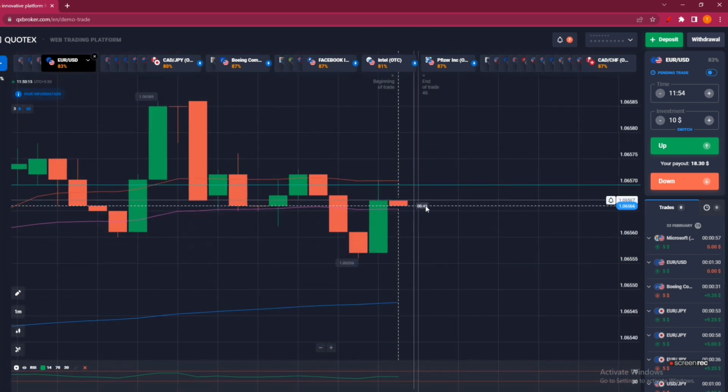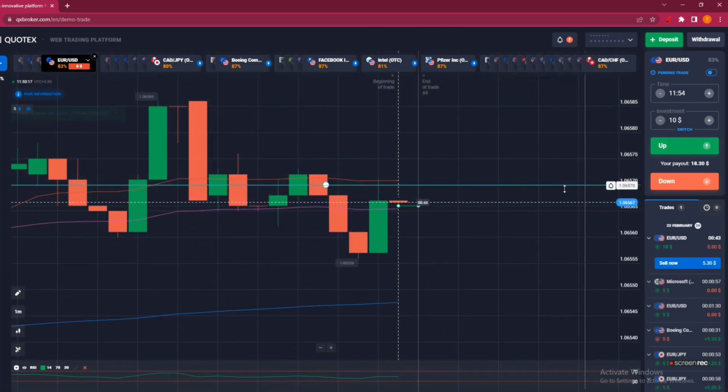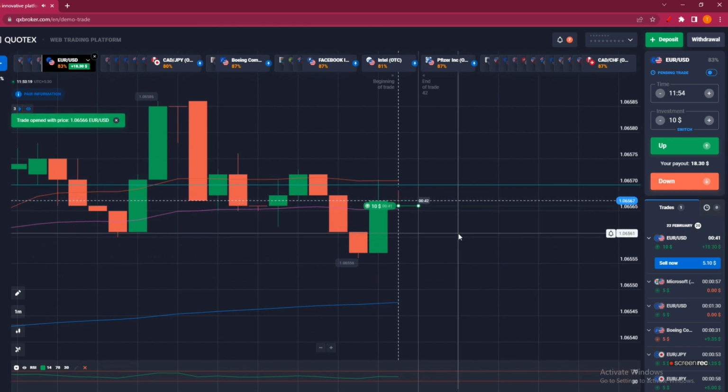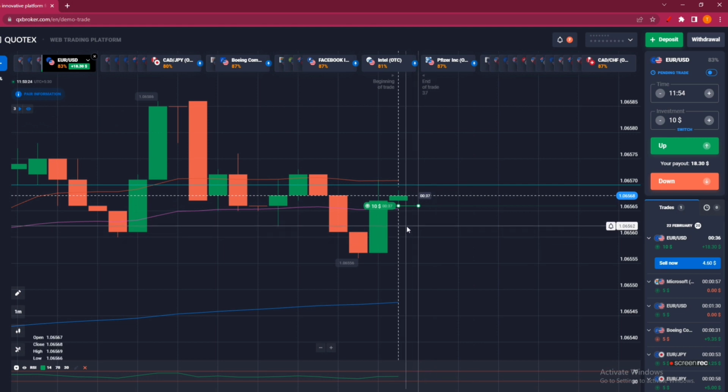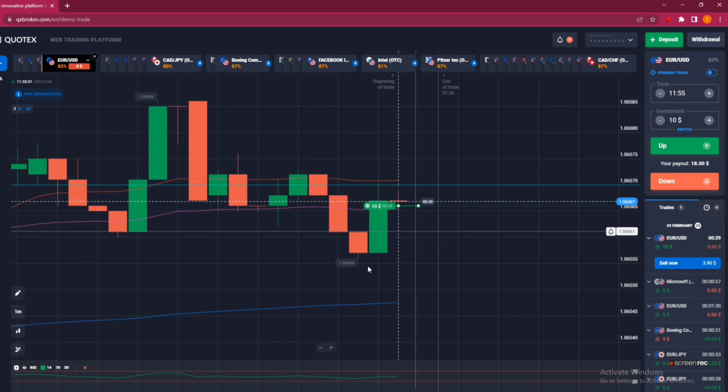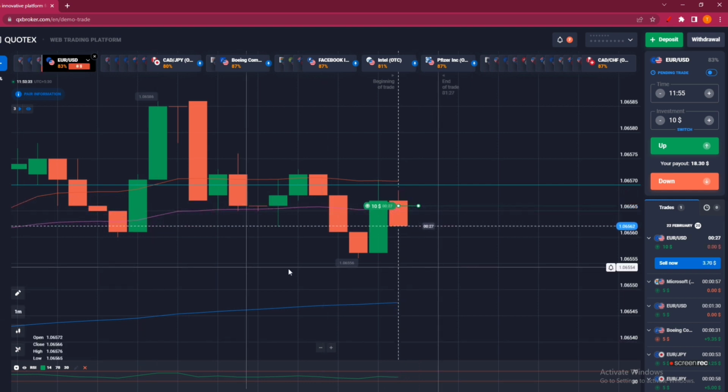I go for up $10. If this can go up at this level, then I will also take another buyer trade. Okay, time's up. I wait for the result. Okay, market goes to my side.